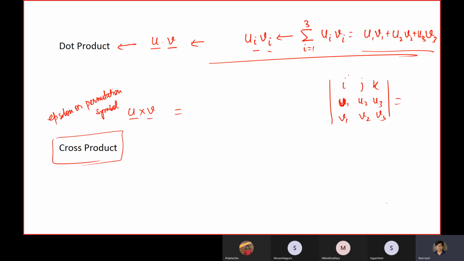But we said that we will not write ijk, instead we will write a1, a2 and a3. Remember, we have already decided that we are going to write these unit vectors ijk as a1, a2 and a3 superscript, and this is u1, u2 and u3, v1, v2 and v3. Right? How am I going to write?